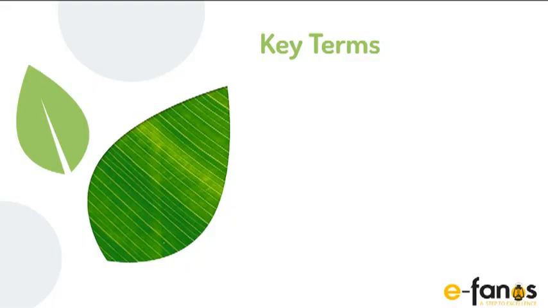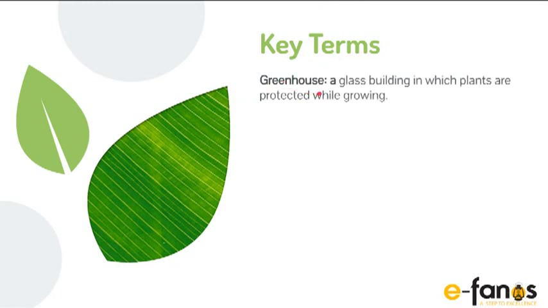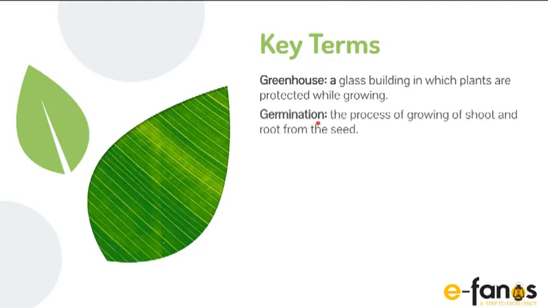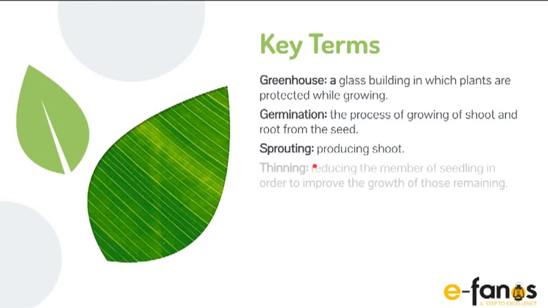Alright, it's time for a few key terms now. Greenhouse. A greenhouse is a glass building that plants are protected in while they're growing. Germination is the process of growing a shoot and a root from the seed. Sprouting is producing a shoot. Thinning is reducing the number of seedlings in order to improve the growth of those remaining.